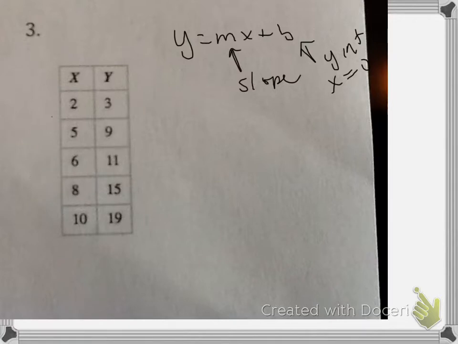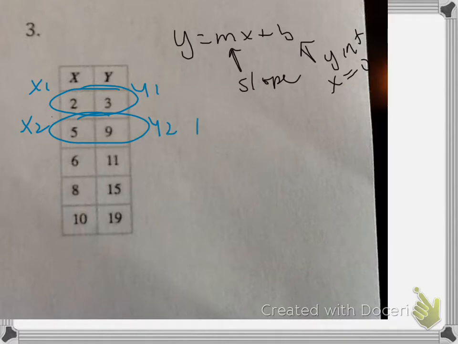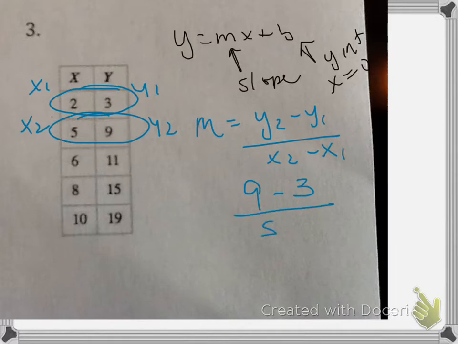Alright, so my suggestion is to pick 2 points, and I would pick the 2 easiest ones. This would be my x1, this would be my x2. This would be my y1, this would be my y2. So to find the slope, we use y2 minus y1 over x2 minus x1. Alright, so here we go. My y2 is 9 minus, there's a minus between the two, don't forget, and my y1 is 3. x2 is 5 and my x1 is 2, so then it's 6 over 3. And 6 over 3 should be 2. So my slope here is 2. So we'll just put that right here. Slope is 2.